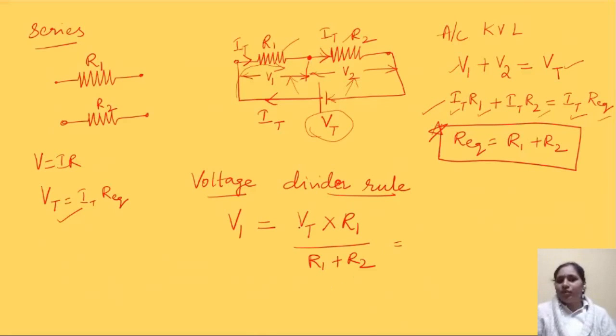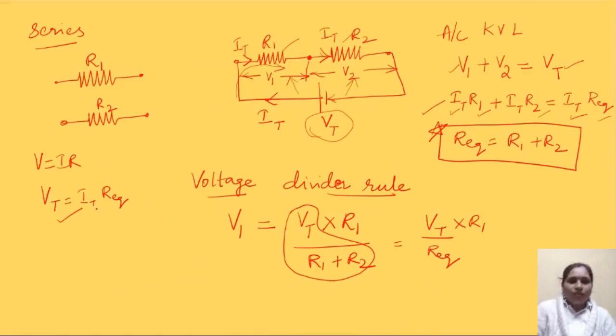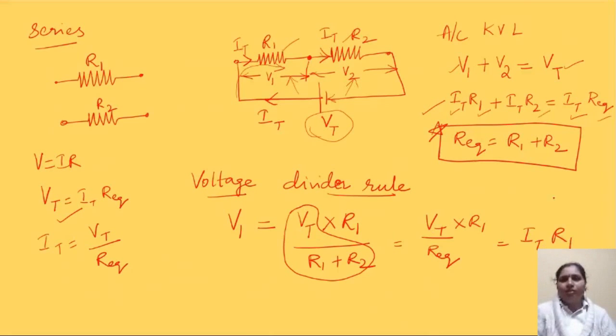If you observe here, this Vt by R1 plus R2 is nothing but Vt into R1 divided by R equivalent. What is Vt by R equivalent? It is nothing but It, that is the total current. So it is nothing but total current into R1. So it will be the same formula. Similarly, V2 is total voltage into R2 divided by R1 plus R2. So it is nothing but total current into R2.